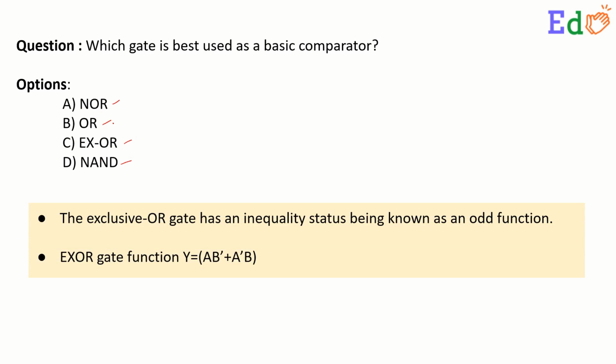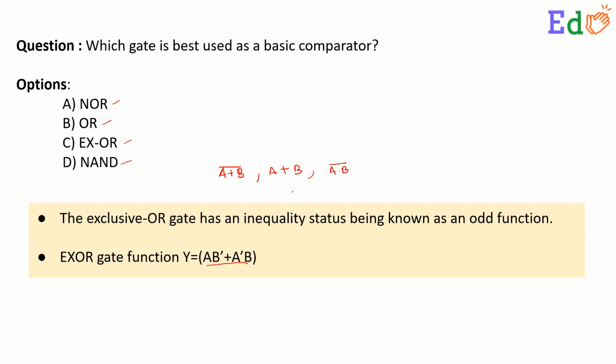NOR operation is like (A plus B) bar. So it's like A plus B whole bar, if A and B are the inputs. This is the NOR operation. OR operation is A or B. XOR operation is shown here, A B bar plus A bar B, and NAND operation is obviously (A and B) bar. So this is the NAND operation.